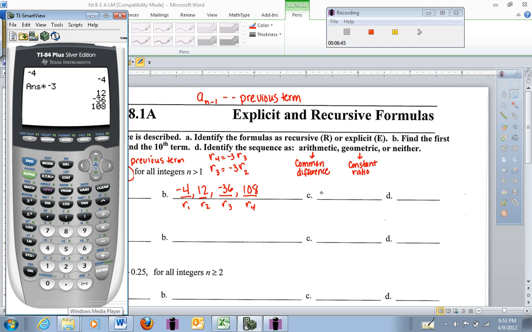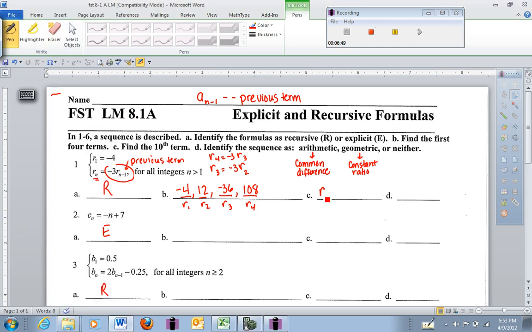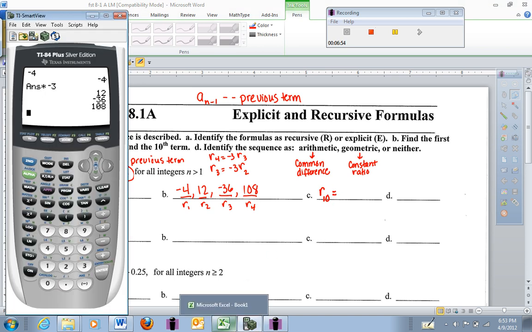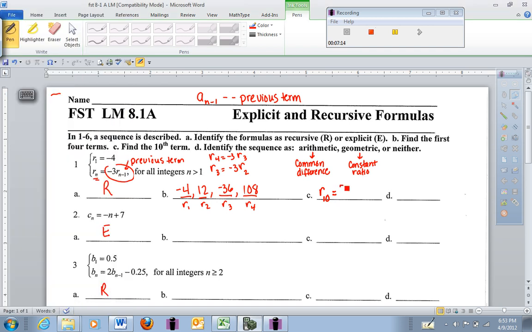I'm supposed to be finding the 10th term right here. I'm supposed to find r sub 10. Right now on this calculator I have my first term, second term, third term, and fourth term, and I'm going to keep hitting Enter. There's the 5th term, 6th term, 7th term, 8th term, 9th term, and the 10th term. So the 10th term is 78,732. And last but not least, it wants to know if this is geometric or arithmetic.